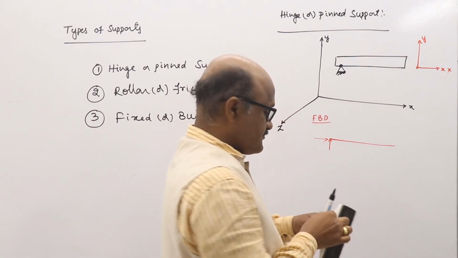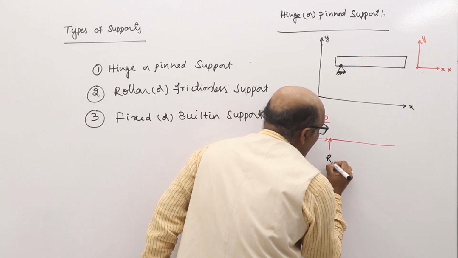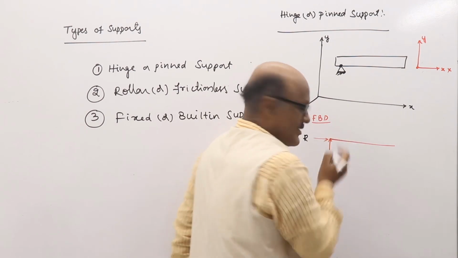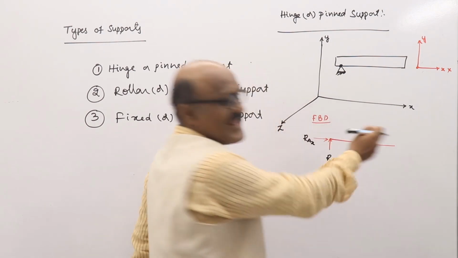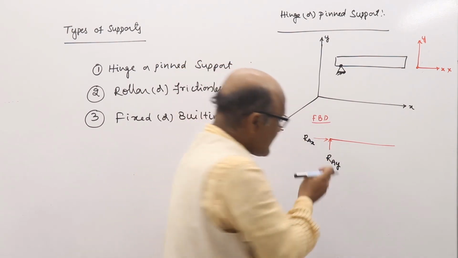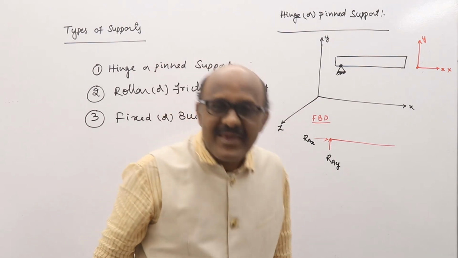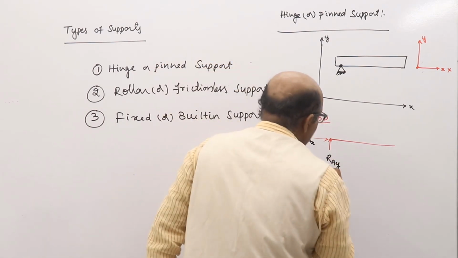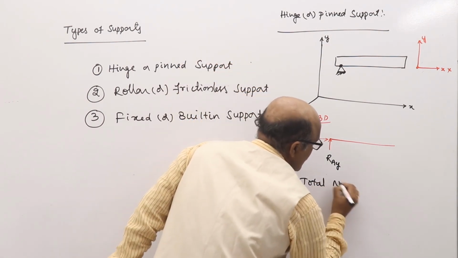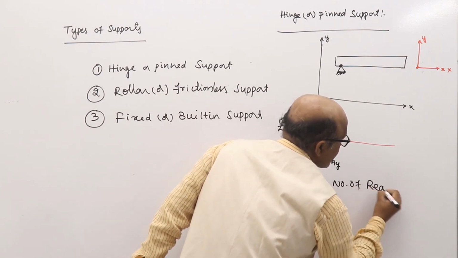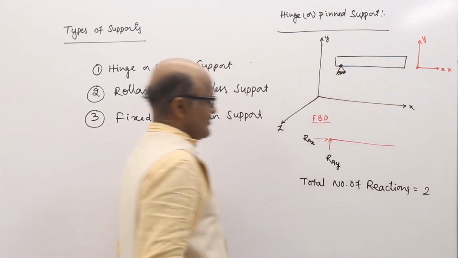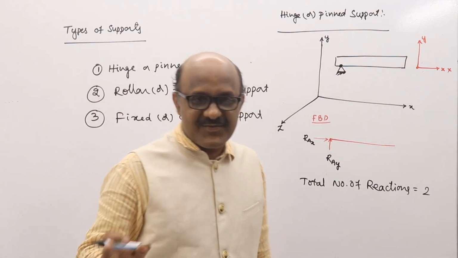Now here, this is RA. This is RAY because it is the y direction, and this is RAX, the x direction. Motion is prevented in the x direction, so this is RAX. Motion is prevented in the y direction, that is RAY. Now, how many independent reactions? Two reactions. Total number of reactions is equal to 2, my dear students.